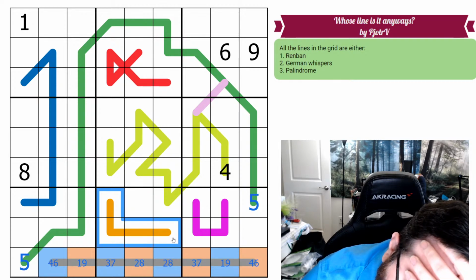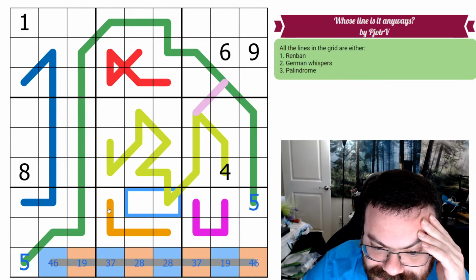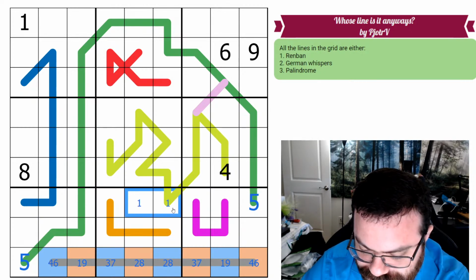If this were whispers, okay. This can't be whispers because then 5 would have to be here, and that would see that 5. So this is a Renban. This is a 1, 9.